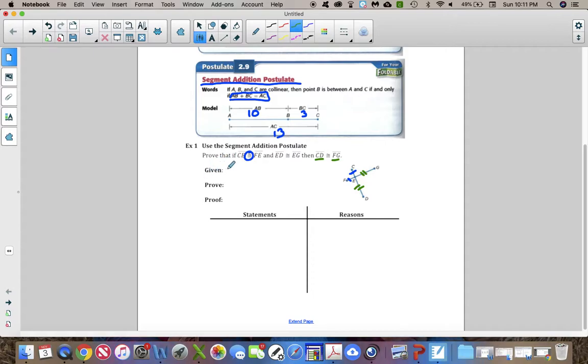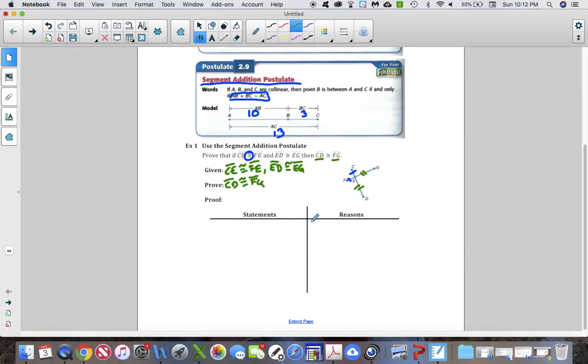We are given the fact that, I'm going to write it exactly like they do from up above here, CE is congruent to FE, and we're also given, I'm going to put a comma, ED is congruent to EG. We're given those two things. That's this part right here and this part right here. And then what we're trying to prove is that CD is congruent to FG. Okay, those are the things that we're given, and we're trying to prove that.